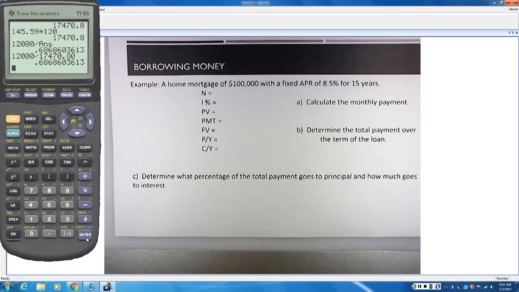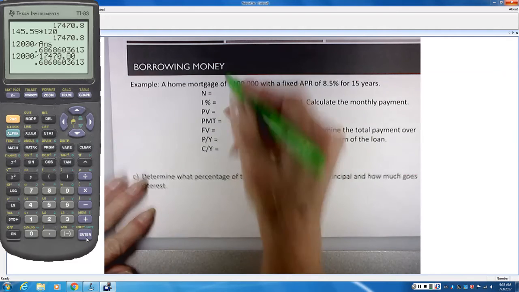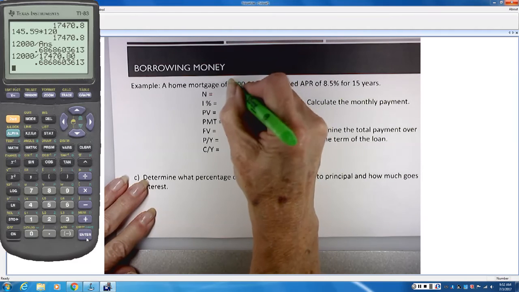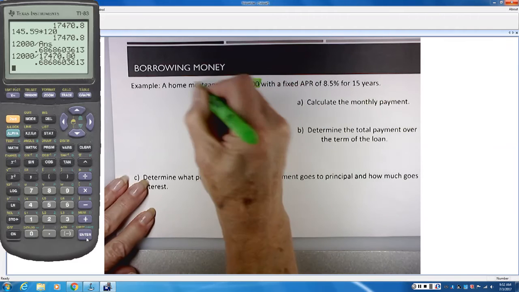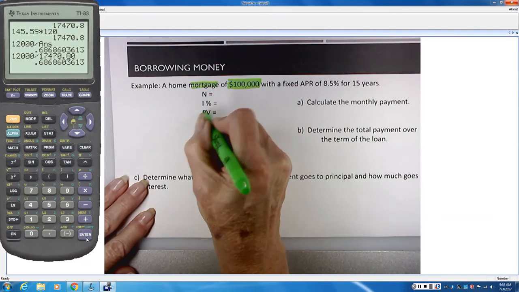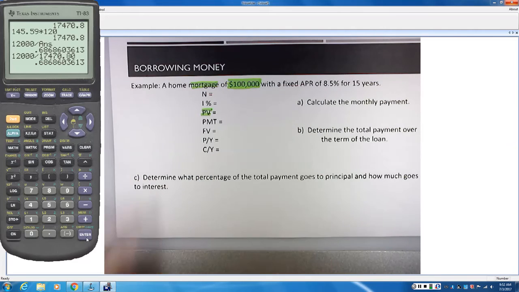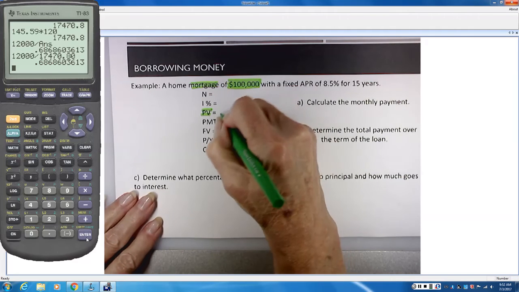Okay, let's do a mortgage. Says we have a home mortgage of $100,000. Your mortgage amount is your present value. It's the amount that passes through your checking account on its way to who you're buying the house from. So it's positive.